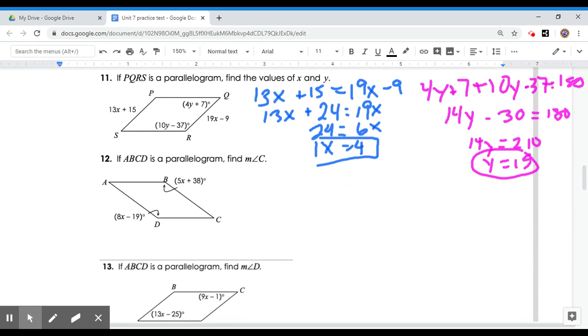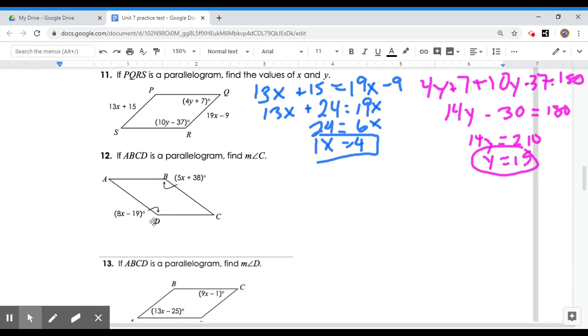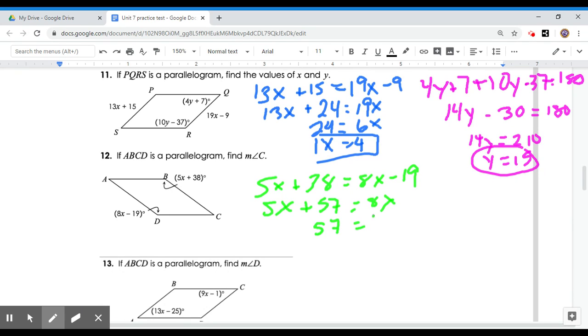All right, so now we have some opposite angles. So these are opposite of each other. So that means you can set them equal to each other. So we have 5x plus 38 equals 8x minus 19. Let's add 19 to both sides. So 38 plus 19 is 57. So 57 equals 8x minus 5x. Subtract 5x from both sides. So we have 3x. 57 divided by 3 is 19. So x equals 19.